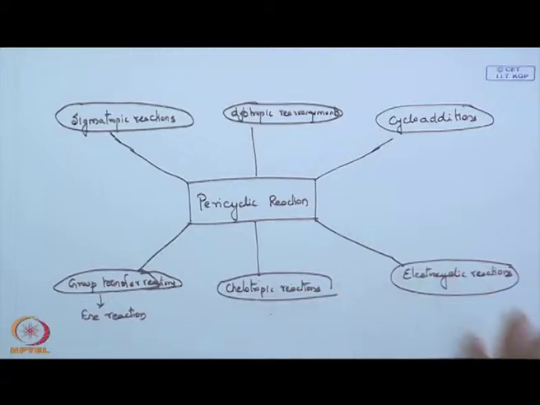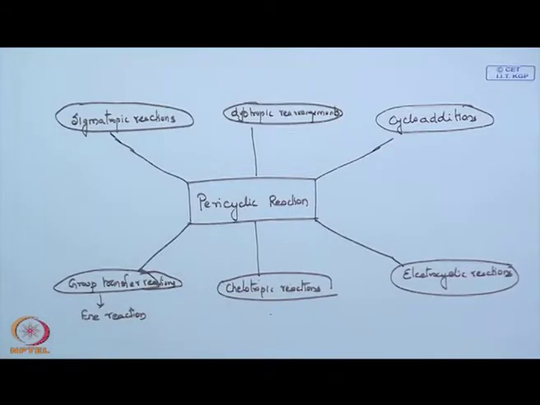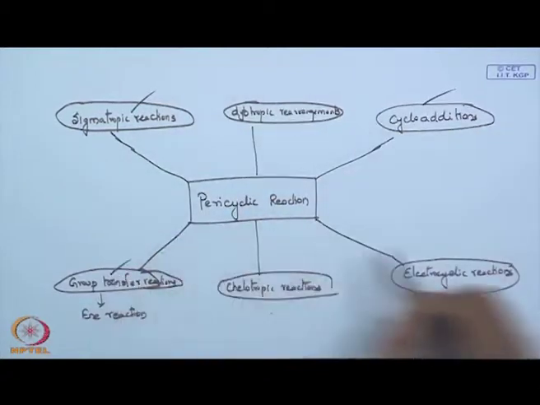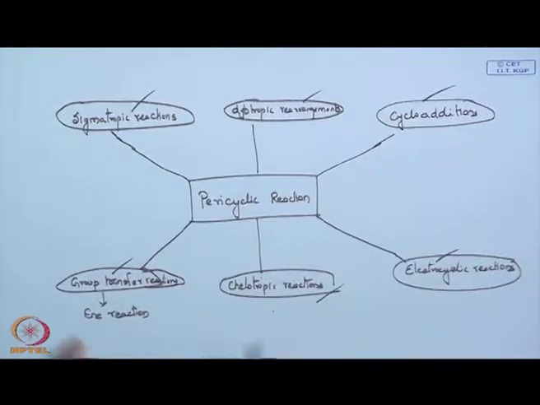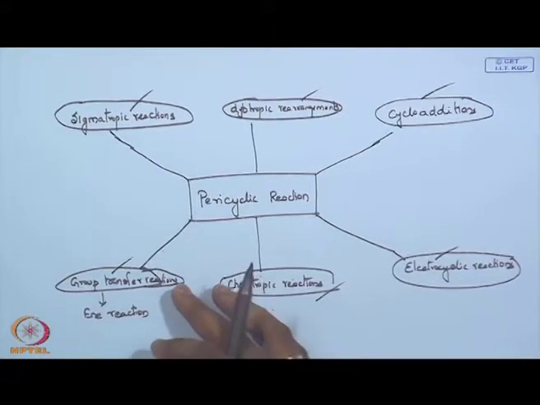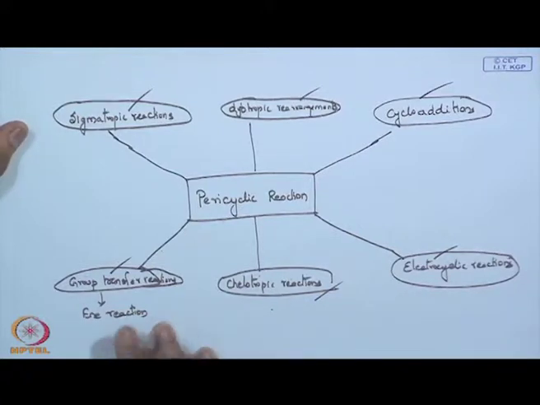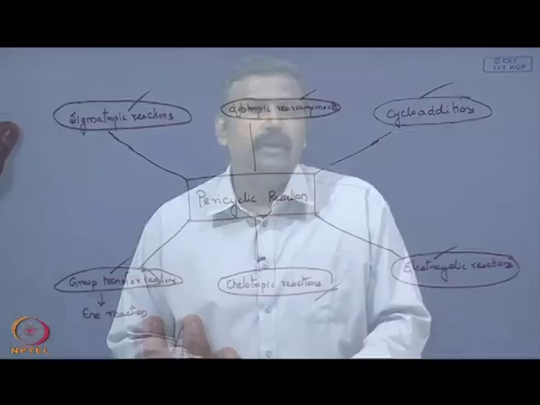Okay. So, this is what we have so far studied under the head of pericyclic reactions. We have studied sigmatropic, cycloaddition, group transfer reactions, electrocyclic reactions, and dyotropic reactions. Most of these are the important major classes of pericyclic reactions, which we have studied in detail. So, that is the sense about our pericyclic reactions.